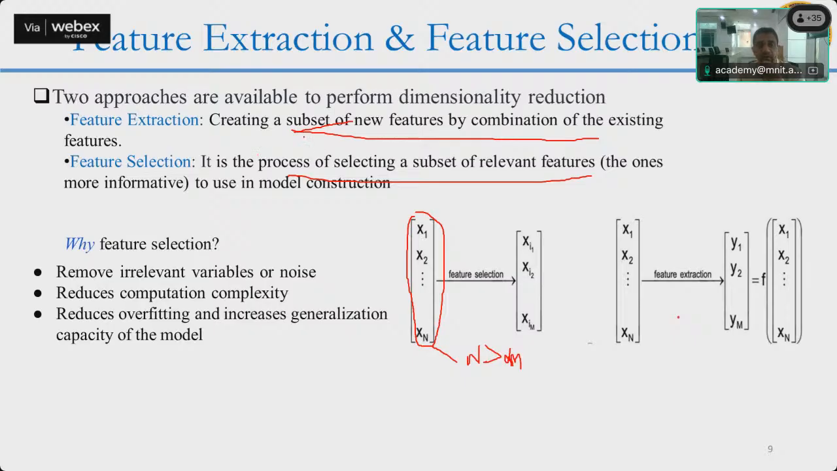So here the subset of new features are changed. Here the techniques have been applied during the feature extraction. But in feature selection, instead of a technique, whatever feature has been generated, from that feature we are able to carry out the information. Now the question arises, why do we need to do the feature selection? Apart from reducing the size, definitely irrelevant variables and noises are there. It reduces the overfitting and increases the generalization capacity of the model.